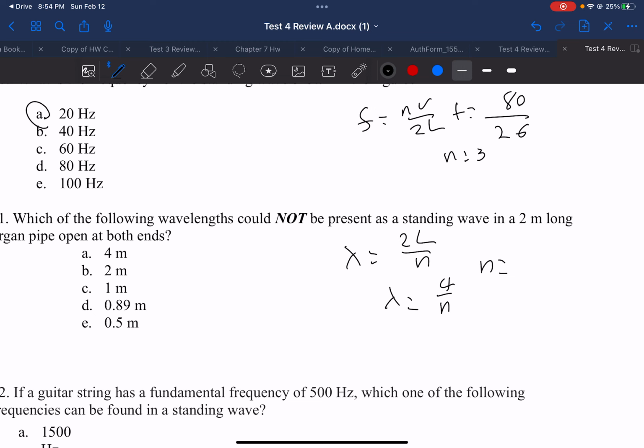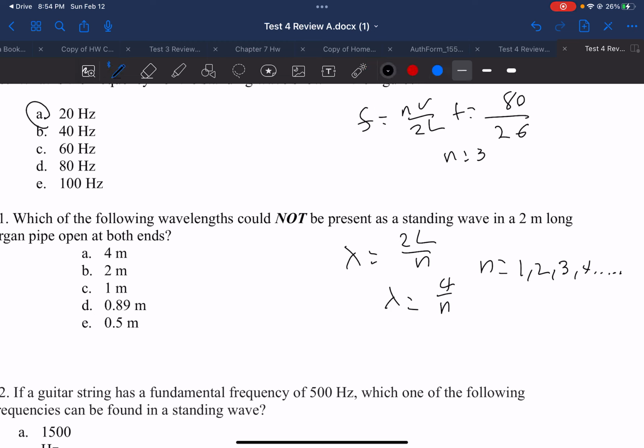The possible harmonics are the first harmonic, the second harmonic, the third harmonic, the fourth harmonic, and so on. So the possible wavelengths are going to be 4 divided by 1, divided by 2, divided by 3, divided by 4. All we have to do is look at all of our options over here and see which one of these cannot be formed when you divide 4 by a whole number like 1, 2, 3, or 4.